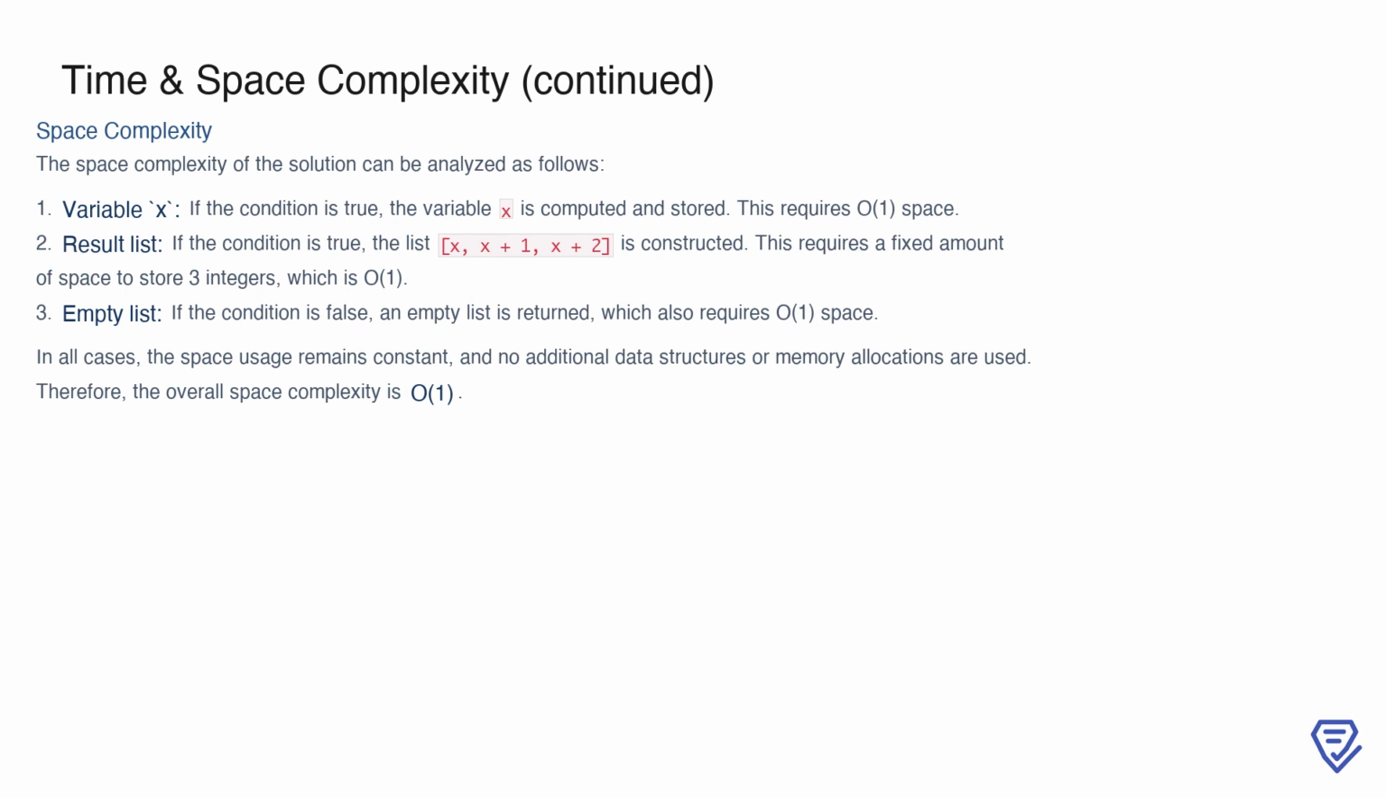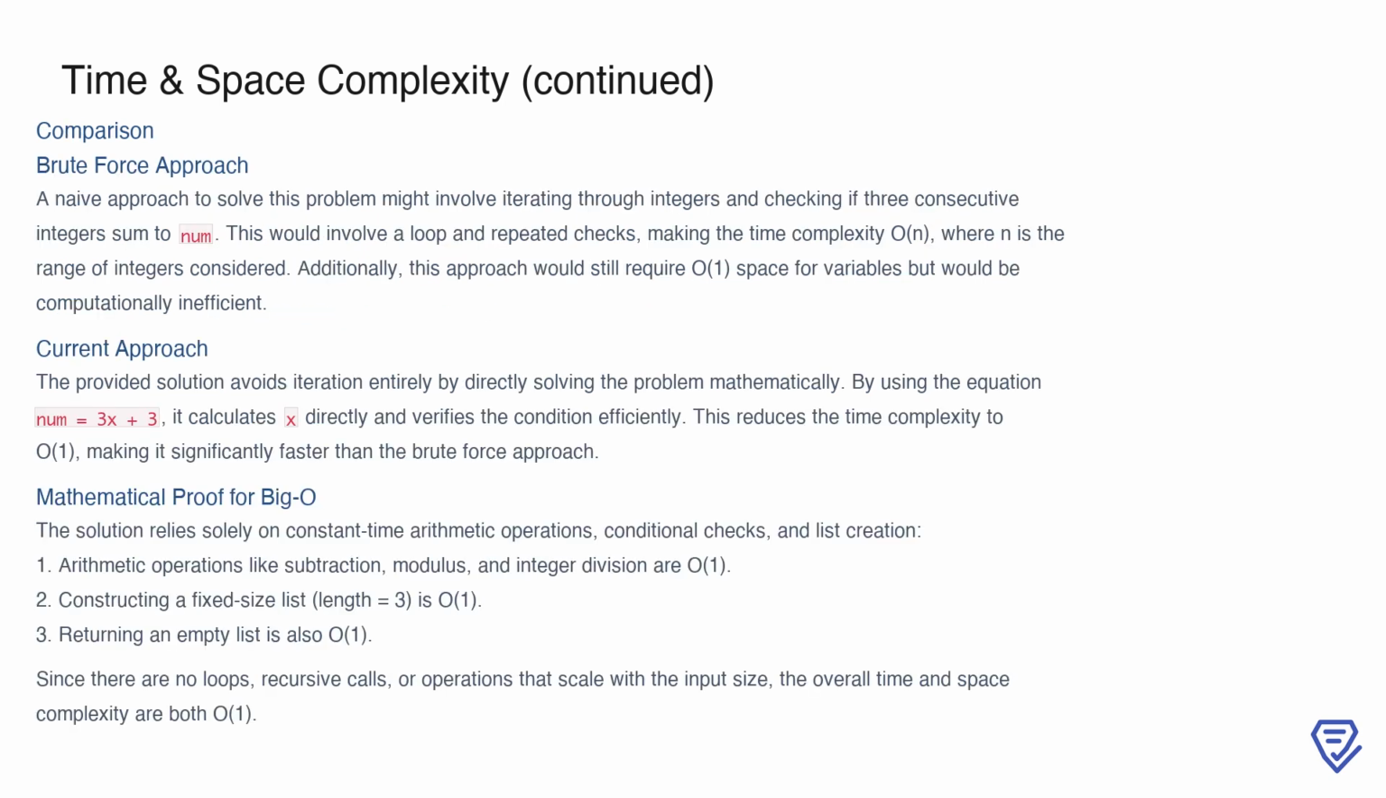If the condition is false, the function returns an empty list, which again requires a constant amount of space. Importantly, the solution does not use any additional data structures or perform memory-intensive operations. With these considerations, it's clear that the space usage remains constant regardless of the input, resulting in an overall space complexity of O(1). Let's compare this approach to a brute force method.